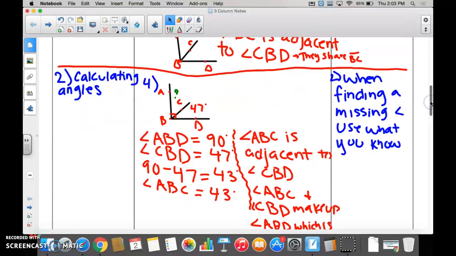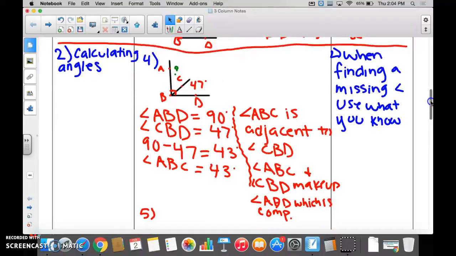Calculating angles. So that's kind of what this whole section was all about, was finding missing angles. So here we have a 90-degree angle. So angle ABD is 90 degrees. So the 2 angles that make it up, we know are going to be what? Complementary or supplementary? Tyler? Complementary. Complementary angles are angles that add up to 90 degrees.